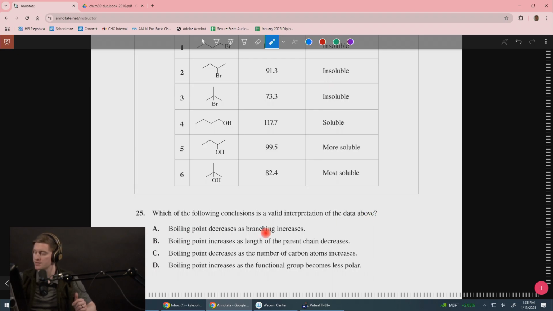Boiling point decreases as branching increases. Boiling point increases as the length of the parent chain decreases. Boiling point decreases as the number of carbon atoms increases. And boiling point increases as the functional group becomes less polar. All right.